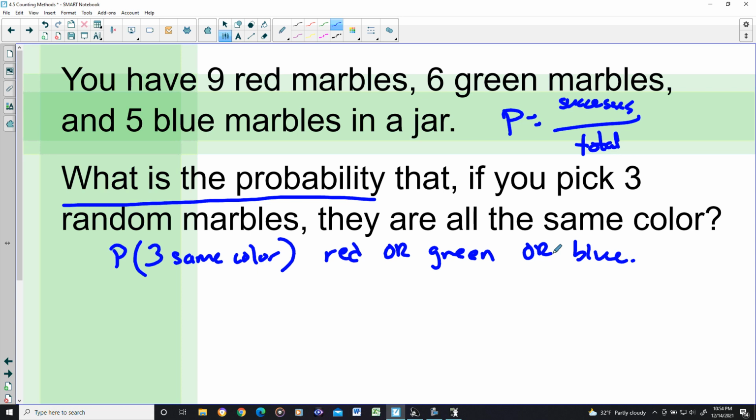They won't overlap because you can't get both red and green at the same time because they all have to be the same color. So it's a straight addition and there's nothing to subtract, like nothing that's going to get counted twice. Okay, so let's start with red marbles. How many red marbles are there? 9. We're picking 3 marbles. How many different ways could I pick 3 red marbles of the 9?